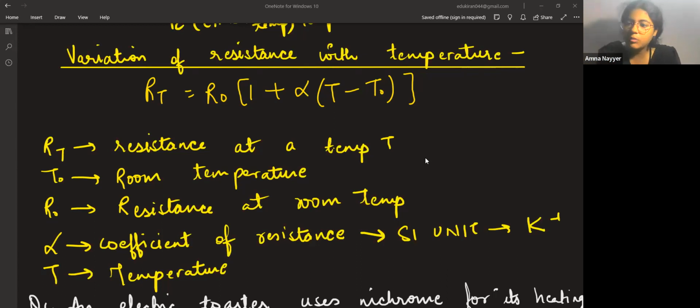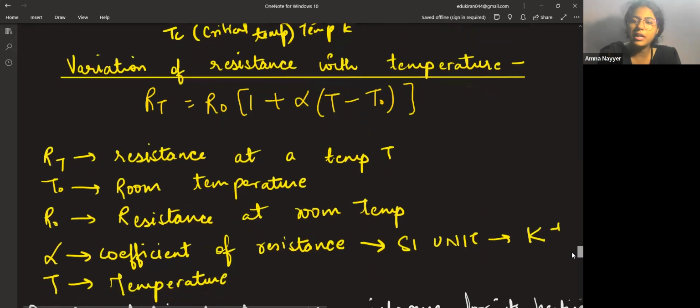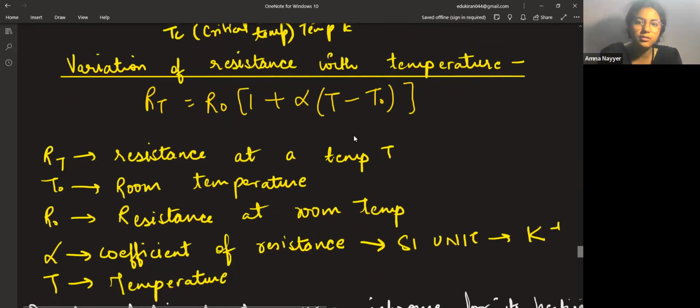Fine. Note down this question, then I'll discuss this question. Then we'll start a different topic, EMF and internal resistance and all. Just write this down.